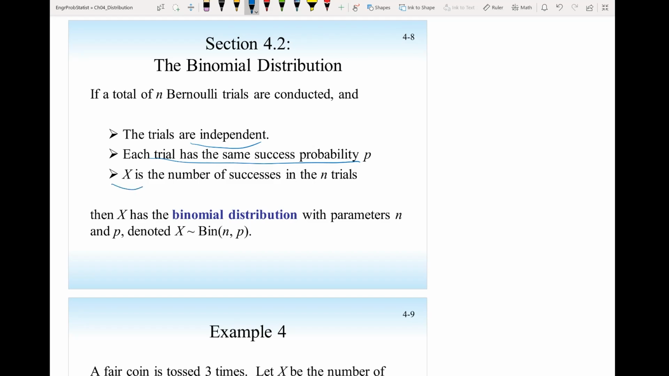Now, if I assign x as the number of successes in n trials, then x is a binomial distribution with two parameters, n, the number of trials, and p, the probability of success. And we say x is a random variable with binomial distribution. So basically binomial is carrying out the Bernoulli trial n times, and your variable x is the number of successes.